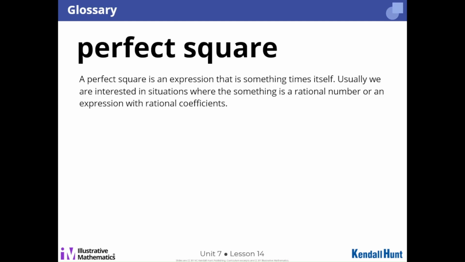The next glossary term is perfect square. And a perfect square is something that is created by multiplying something by itself. So 9 is a perfect square because it's 3 times 3. When we're going through the steps to complete the square, we're trying to create a factor that is being multiplied by itself. So maybe something like x plus 2 squared.